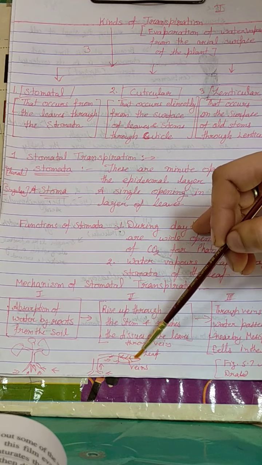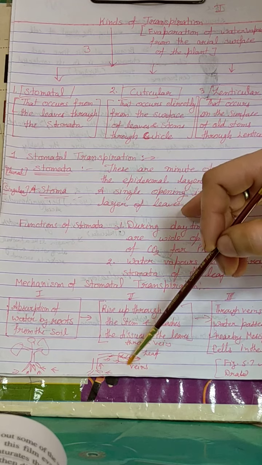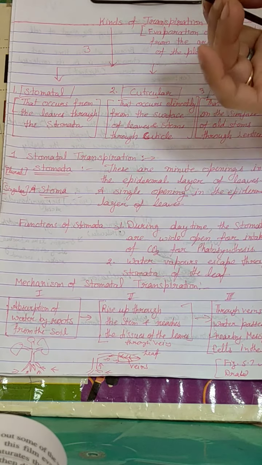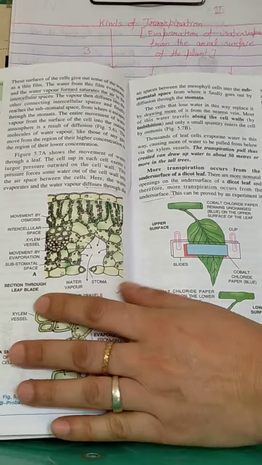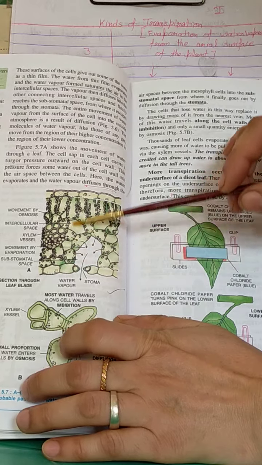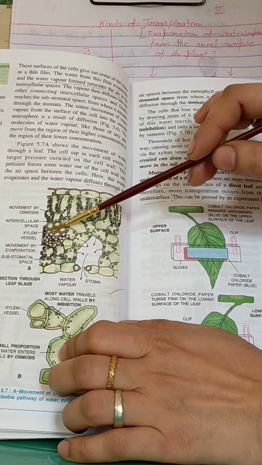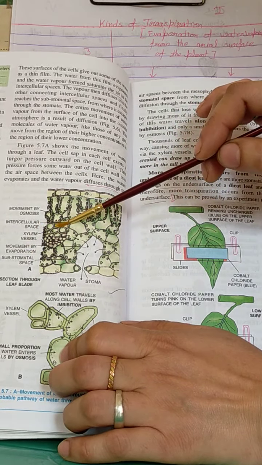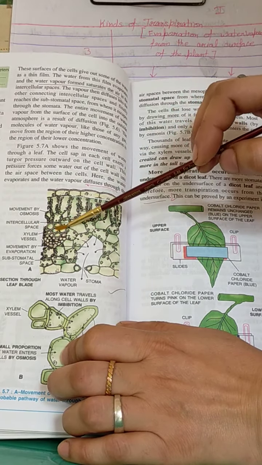In the leaf there are veins, which are the channels for the transportation of both food and water. Here a transverse section of the leaf is shown, and this is the vein channel showing xylem and phloem. The water is transported up to this part through these vessels or channels.